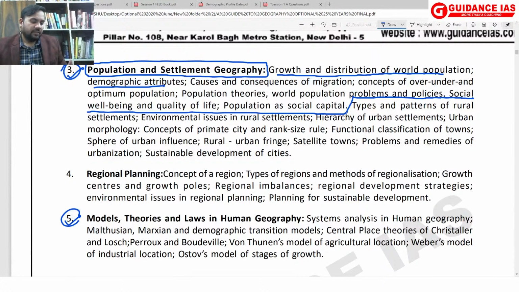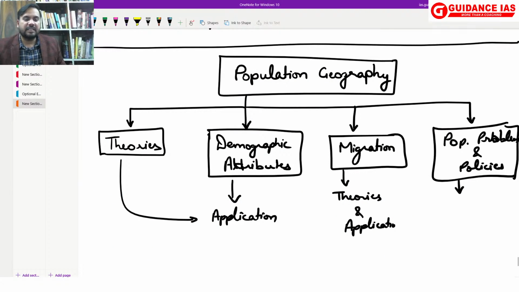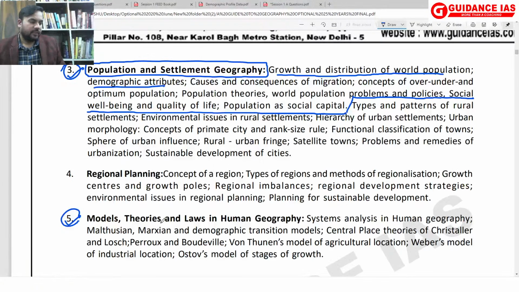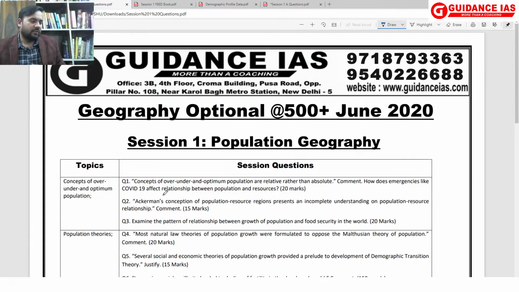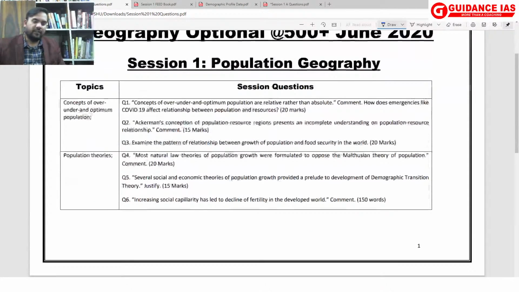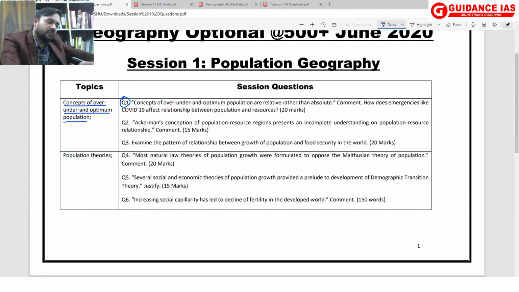Broadly speaking, there are 4 parts here which we have to study, and today we are starting with the topic of population theories and concepts, because this is the base of all that. So let us start without wasting much time. The first topic I have taken up is the concepts of over, under and optimum population. And here, question number 1.